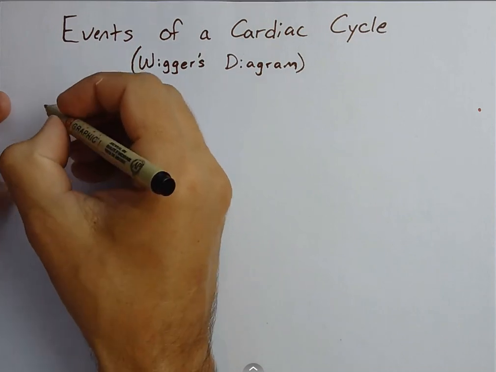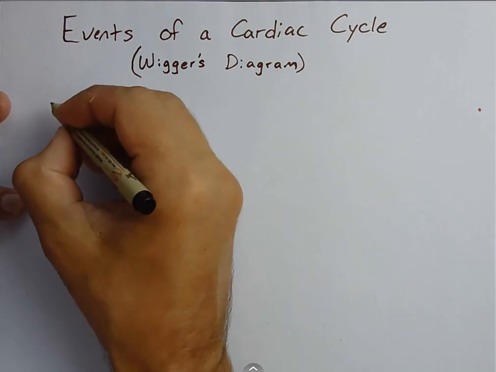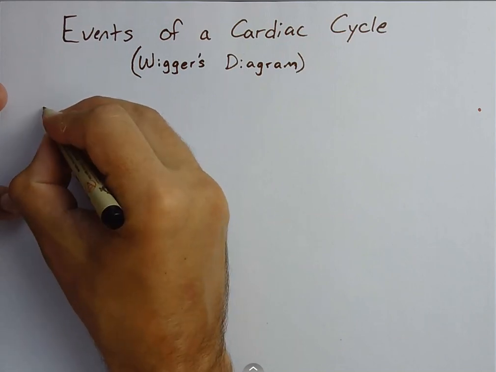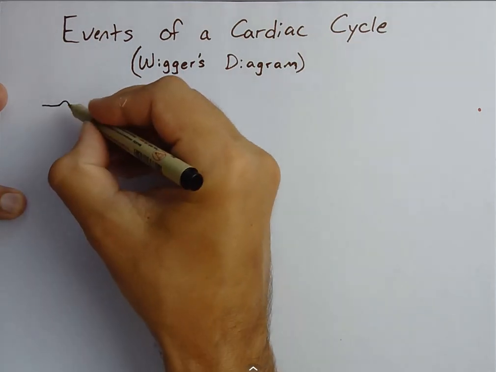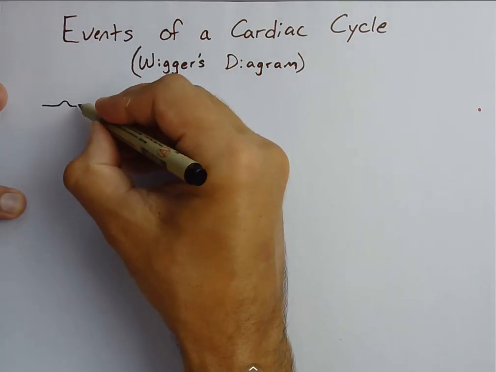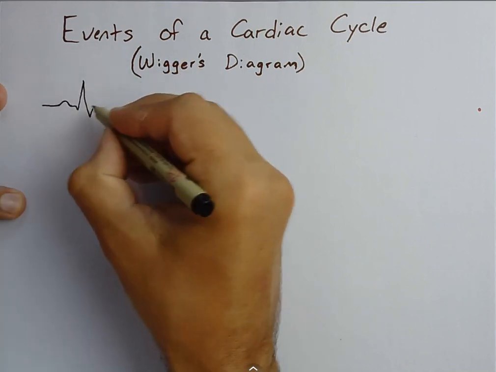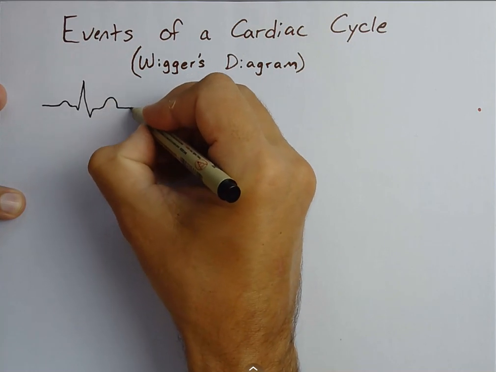The very first thing that you're going to want to draw down is the EKG. We're just going to do a quick representation of the EKG. Draw that flat line, the first bump, flat line, the QRS complex, that leads into the last thing.